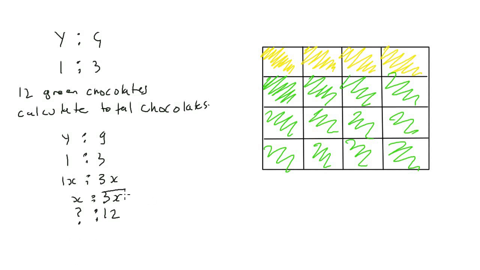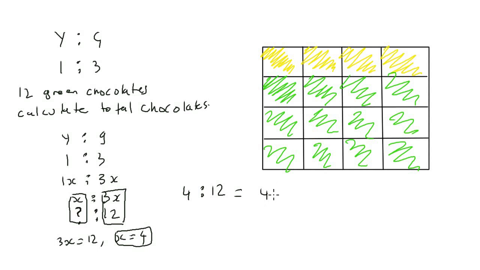So we see here that we have 3x equals 12, which means that x equals 4. So we know what x equals. So this part of our ratio with a question mark equals x, the same way as the 12 equals 3x. So we found what x equals, and that's 4. So now we have 4, 12. Now we can simply add both parts together, 4 plus 12, and we get 16 chocolates.